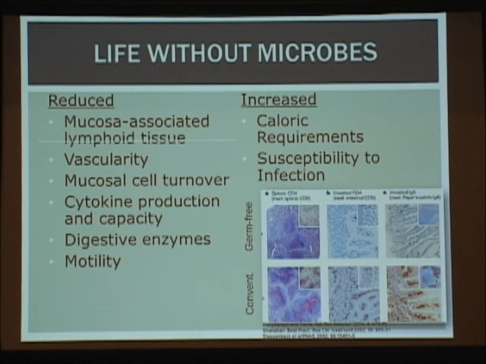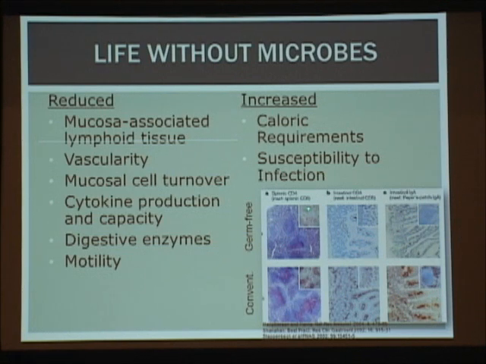So we can ask the question, well, what happens if you don't have a microbiota when you're born? And the short summary is that you have decreased lymphoid tissue, decreased vascularity of the gut and more distal to that. Mucosal cell turnover is lower, which is part of the cancer model, that you don't get rid of dysplastic cells. Cytokine production changes and digestive enzymes change. And you have increased caloric requirements. You just can't harvest nutrients, so you need more. And there's an increased susceptibility to infections.